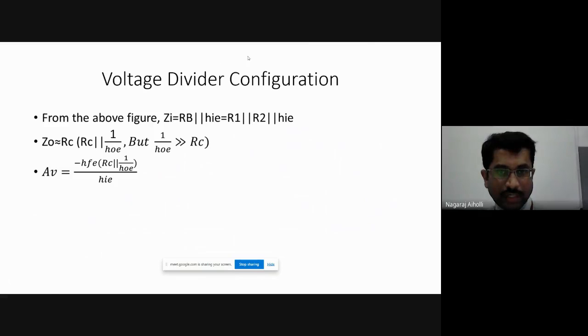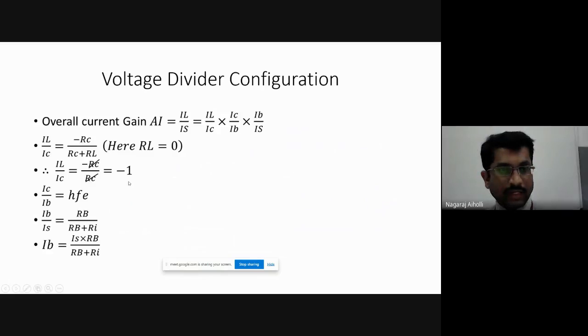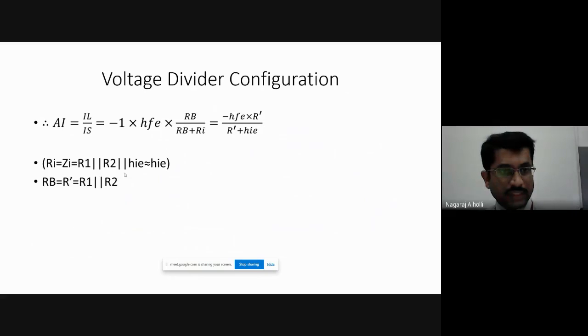Zi is R1 parallel R2 parallel HIE. Zo is approximately RC. AV is minus HFE into RC parallel 1 upon HOE divided by HIE. Then we have the current gain equation, that is AI is equal to minus HFE into R dash divided by R dash plus HIE. Okay, these are the performance parameters.